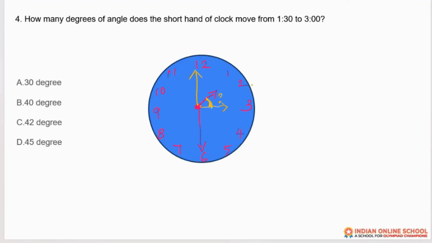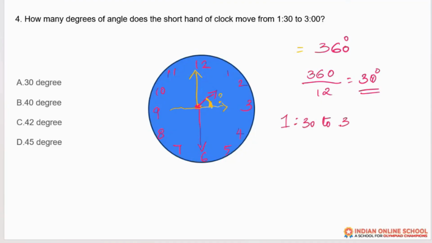Correct. So obviously we know that the total of a circle is what? That is 360 degrees only, correct? 360 degrees, a total circle. So how many hours are there? That is 12 hours. So 360 by 12 we will get 30 degrees, correct? So each angle, from 12 to 1, 1 to 2, 2 to 3, each is 30 degrees, correct? So we have to find out what is from here, right? So 1:30 to 3 o'clock.